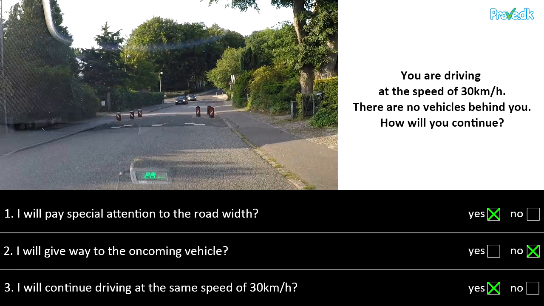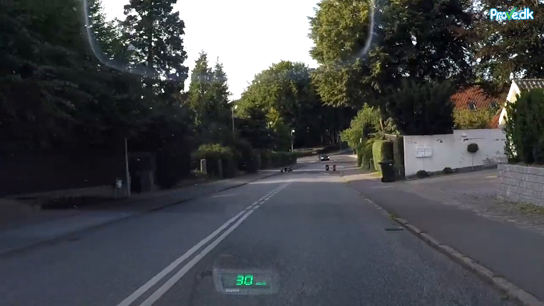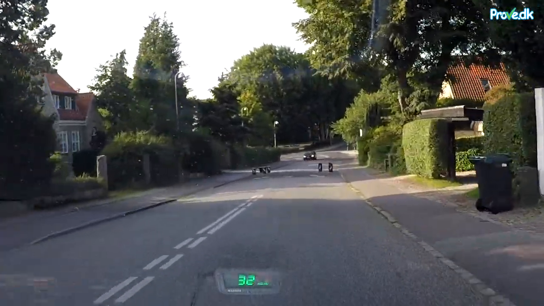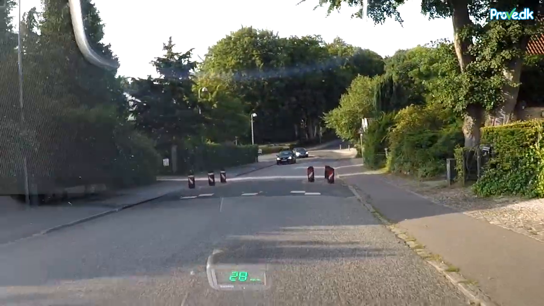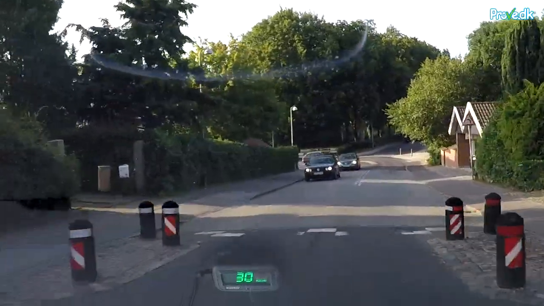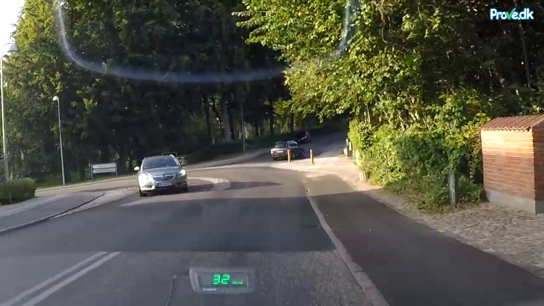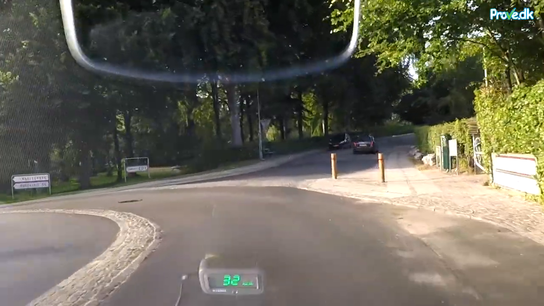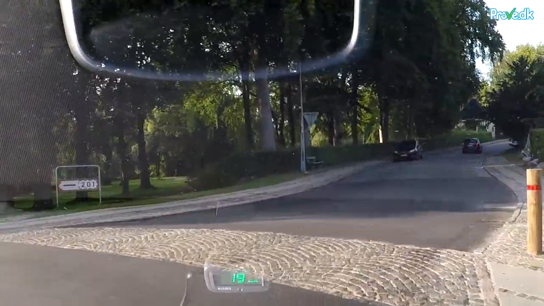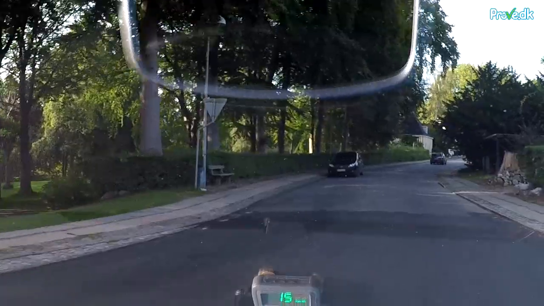The road is narrowing at the speed bump, and you have to pay special attention to the road width. Vehicles have to drive through the speed bump one at a time. A vehicle which is closest to the speed bump may drive first, and in this case, it is you. Remember to look at the rearview mirror and over your shoulder whenever you move to the left or to the right side of the road.